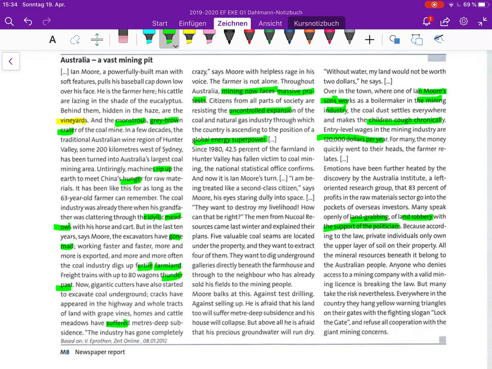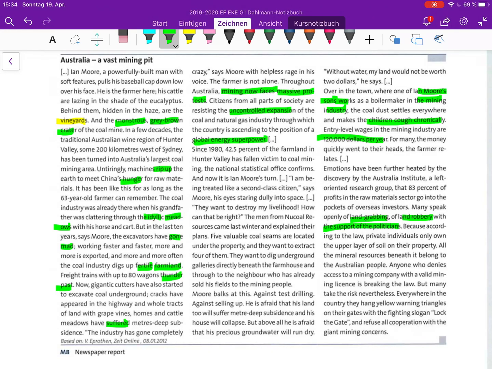Anyone who denies access to a mining company with a valid mining license is breaking the law, but many take this risk nevertheless. Everywhere in the country they hang yellow warning triangles on their gates with the threatening slogan, "Lock the gate," and refuse all cooperation with the giant mining concerns.